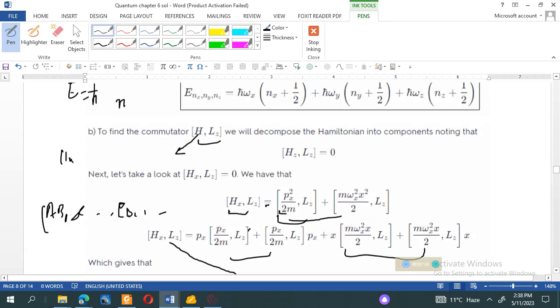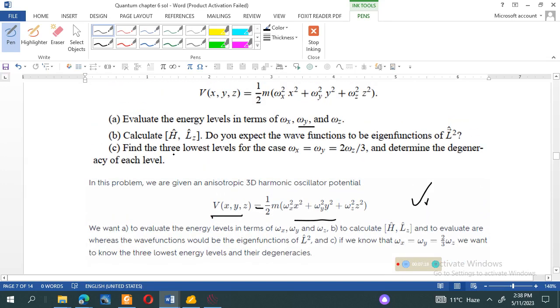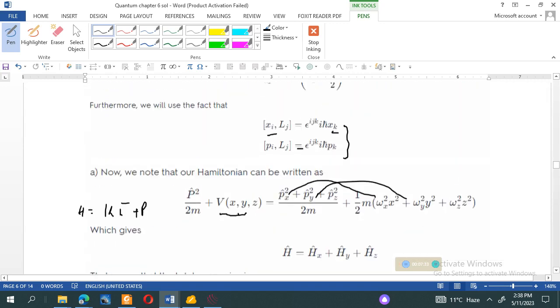And the next, third part, we are being asked to find the energies. The statement of the third part is: find the three lowest energy levels for the case when omega x is equal to omega y, which is equal to 2 by 3 omega z, and determine the degeneracy of each level. So we have to find the lowest energy levels.